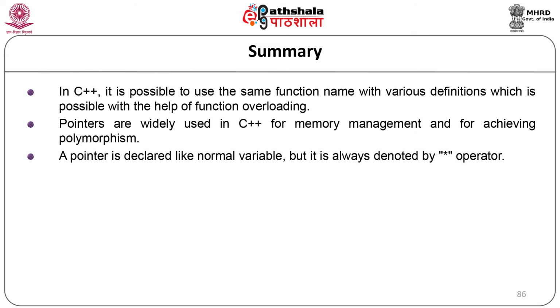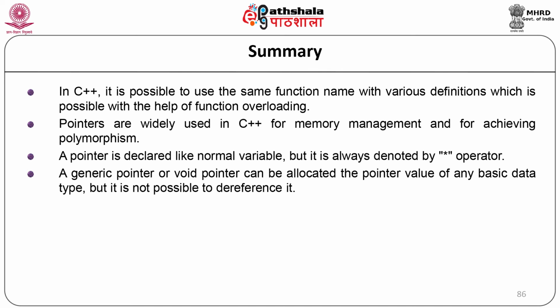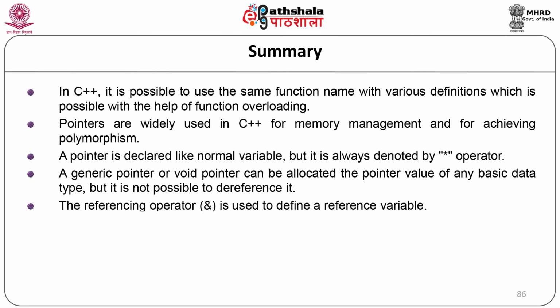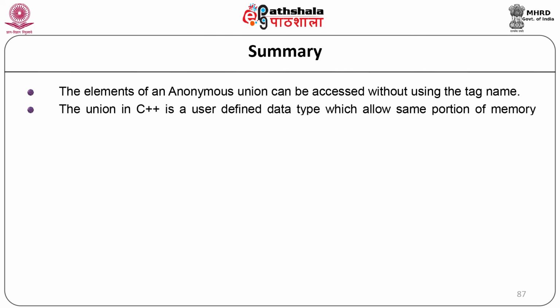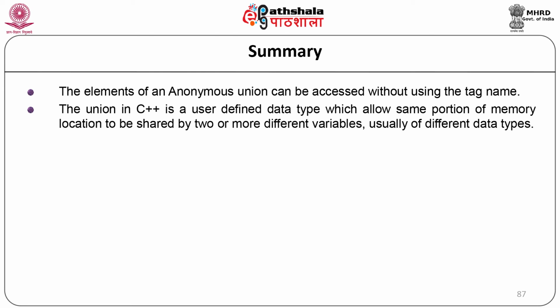A pointer is declared like a normal variable which is preceded by the star operator. A generic pointer or the void pointer can be assigned the pointer value of any basic data type, but it is not possible to dereference it. The referencing operator ampersand is used to define the reference variable. The structures in C++ are a collection of heterogeneous data type variables which are grouped under one name. The union in C++ is a user-defined data type. The elements of an anonymous union can be accessed without using the tag name.